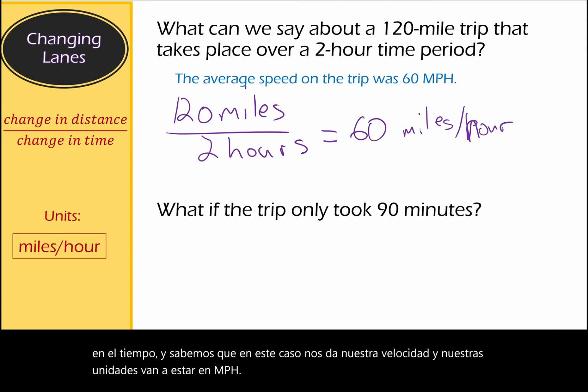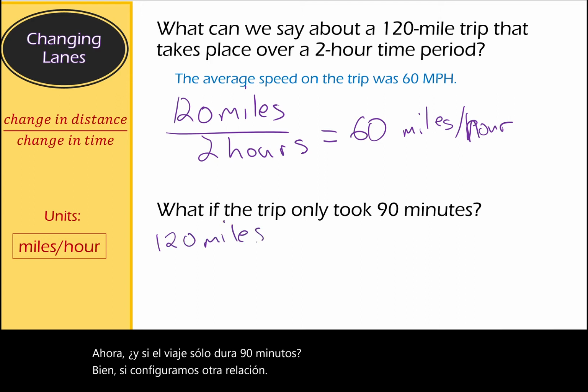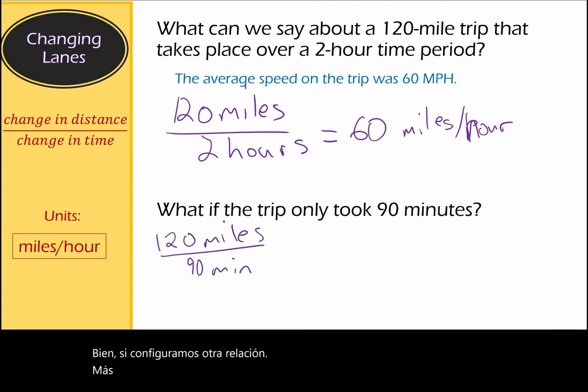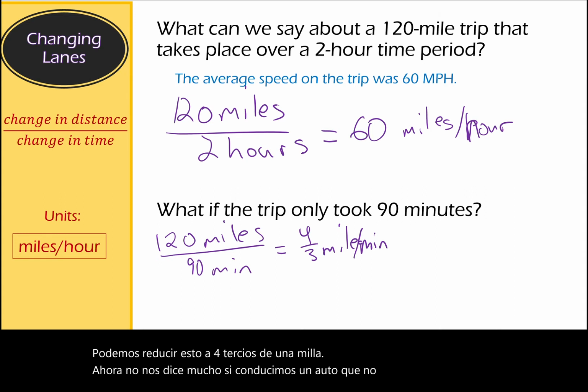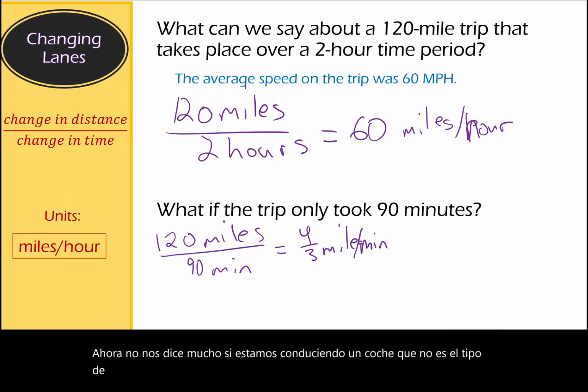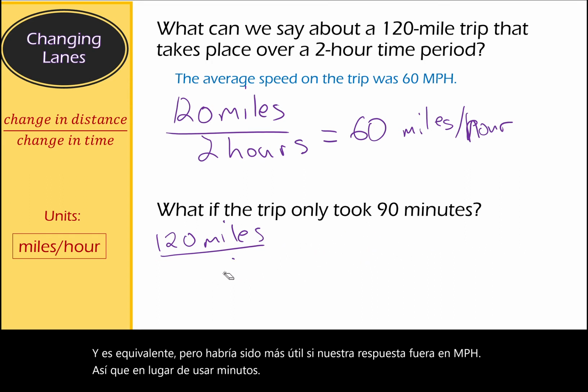Now, what if the trip only took 90 minutes? Okay, if we set up another ratio, 120 miles over 90 minutes, we can reduce this to 4/3 of a mile per minute. Now, it doesn't tell us a lot if we're driving a car. That's not the type of units that we generally use. It's a correct calculation, and it's equivalent, but it would have been more helpful if our answer was in miles per hour. So instead of using minutes, let's go ahead and substitute for hours.